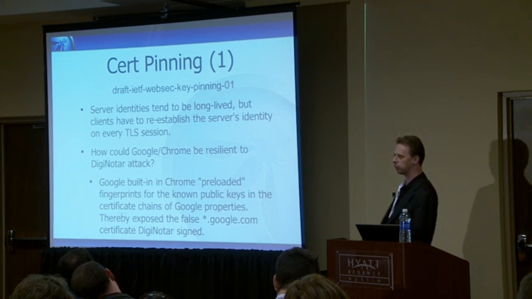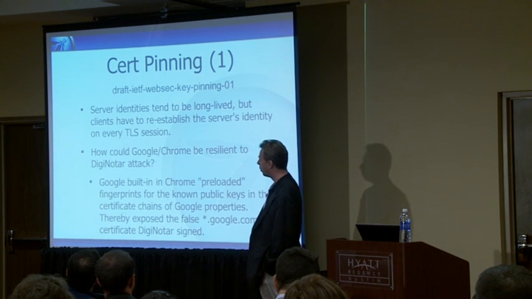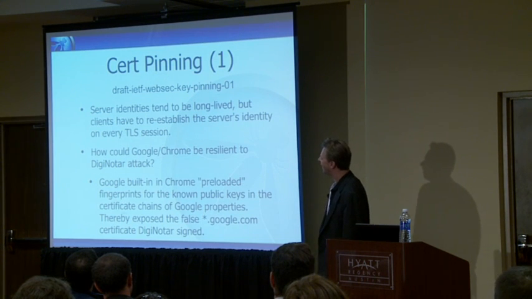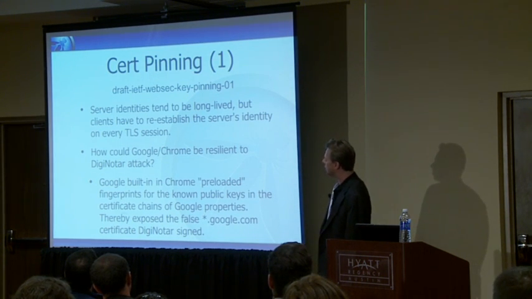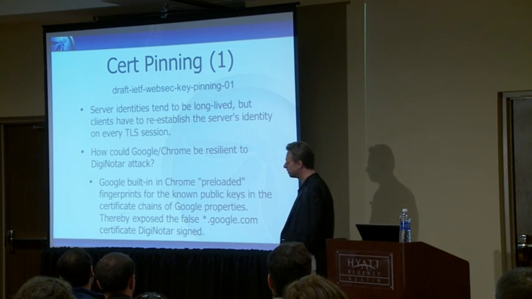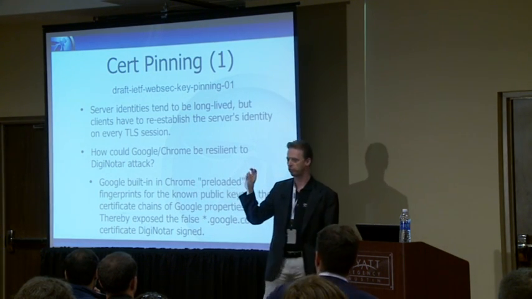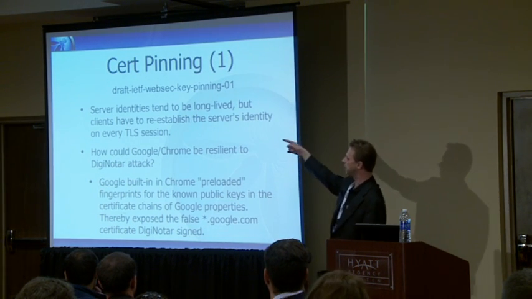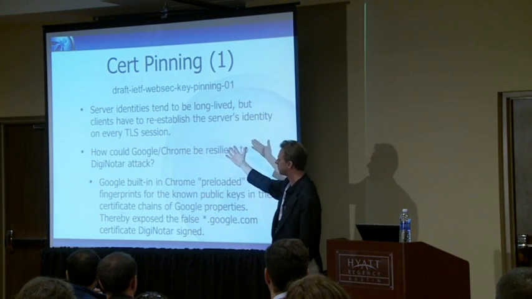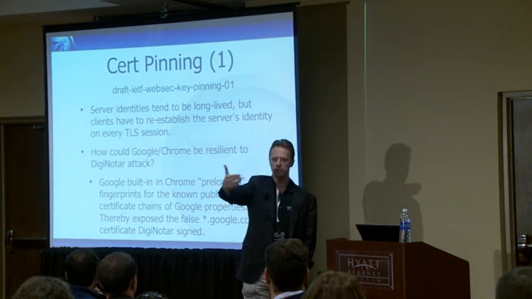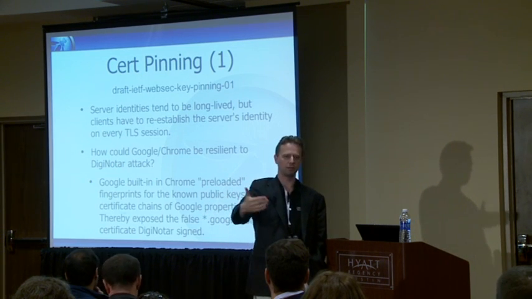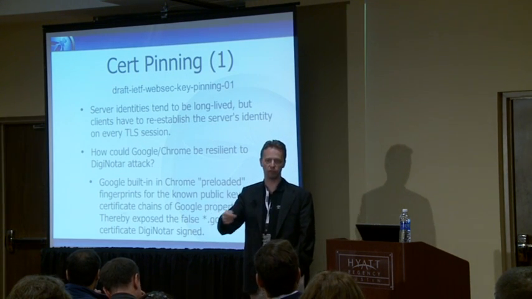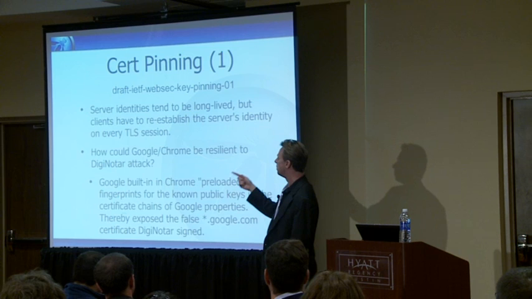The second bit is derived from work from Google and from Chris. It's Chris' work, I'm just presenting that, and the working group's work. So how could Google Chrome be so resilient? They basically had this preloaded fingerprint already in their browsers. And the interesting bit is server identities tend to be long-lived. But when you go there, you always start your session new, and you keep your session maybe for a couple of minutes, then you go out and start a new session. And you would have to verify again that this fingerprint is there.